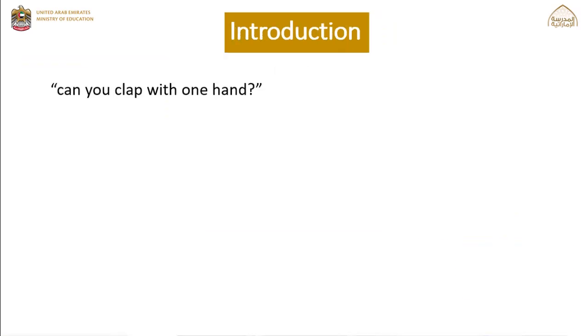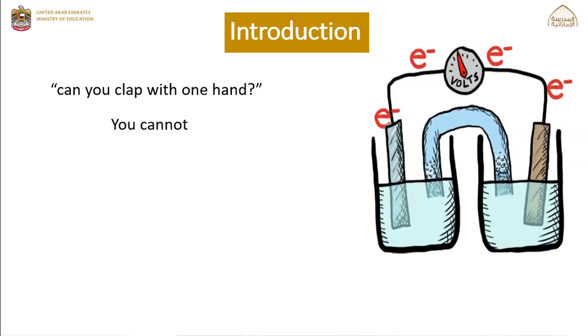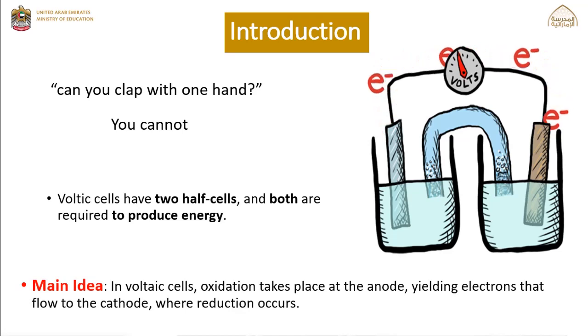Introduction: can you clap with one hand? No, you cannot. Likewise, voltaic cells have two half cells, and both are required to produce energy. Main idea: in a voltaic cell, oxidation takes place at the anode, yielding electrons that flow to the cathode, where reduction occurs.